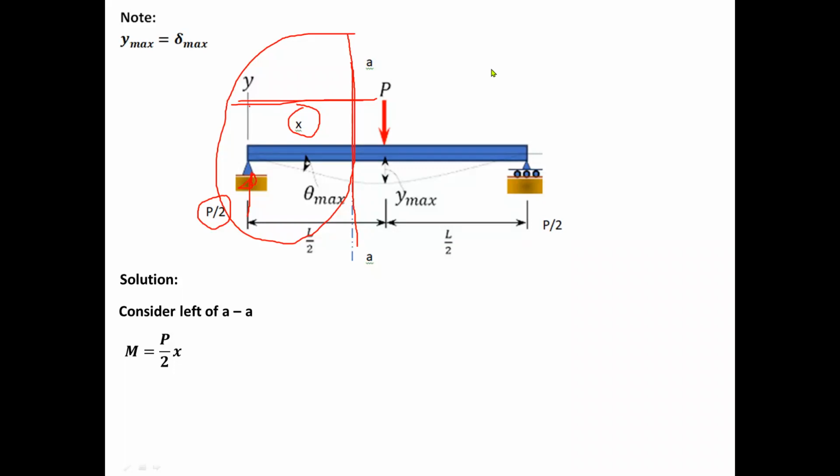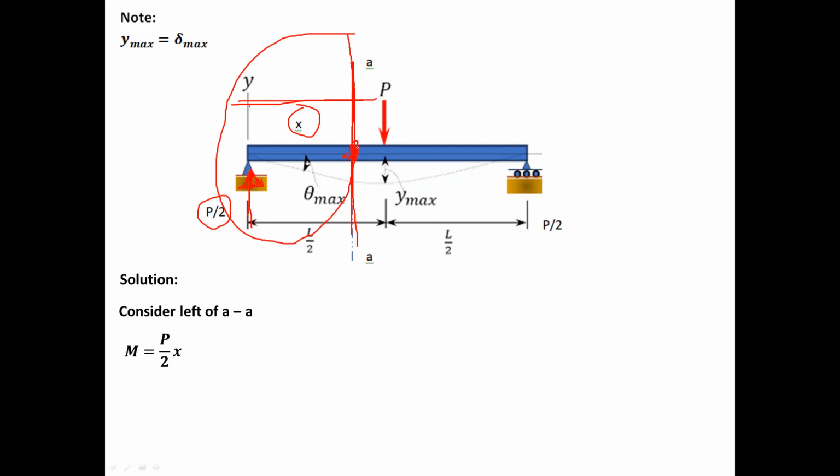Why is it P over 2 times X? Saan ba tayo nag-moment? Dito tayo nag-moment sa point na yan, kung saan yung cutting section natin, yung hangganan. So, ito yung point ng cutting section natin. And it so happened that this is an upward force.